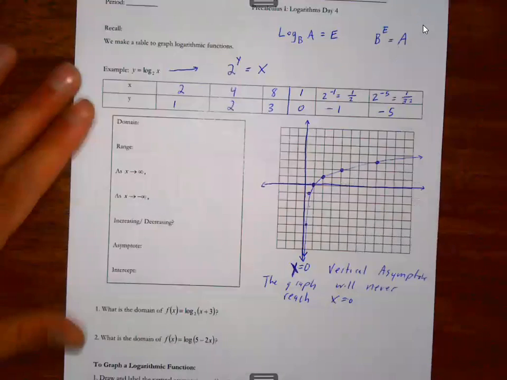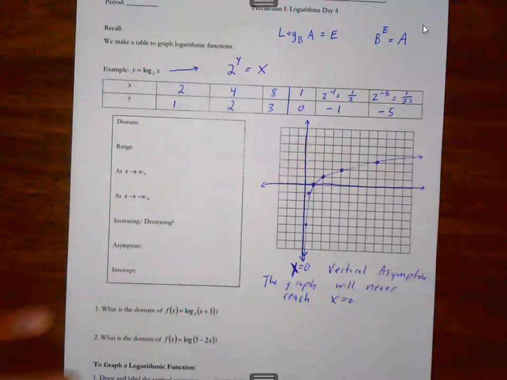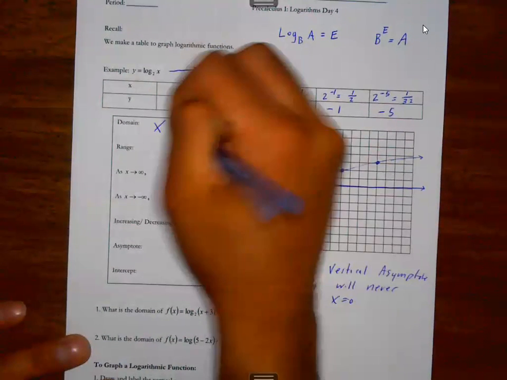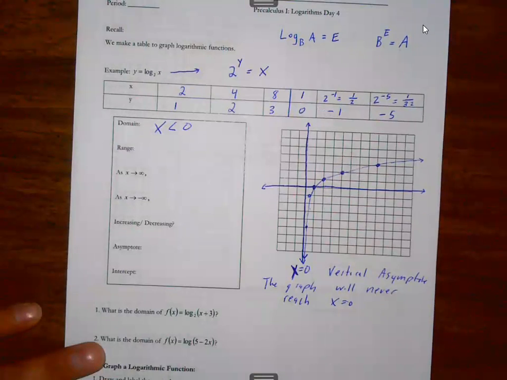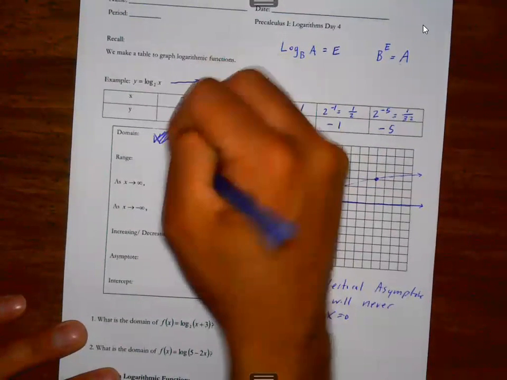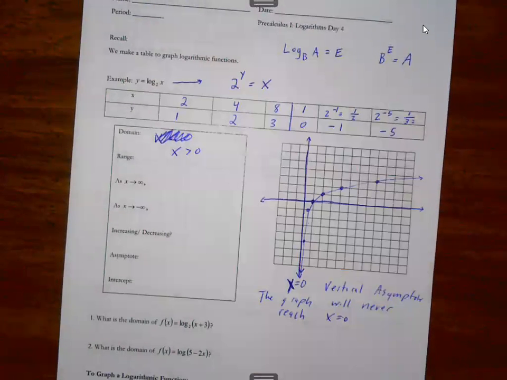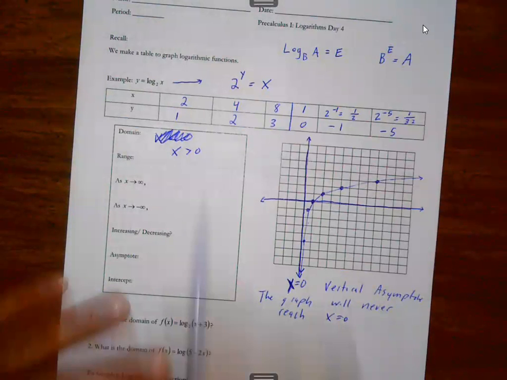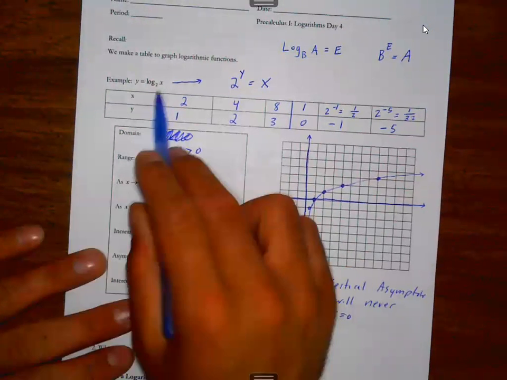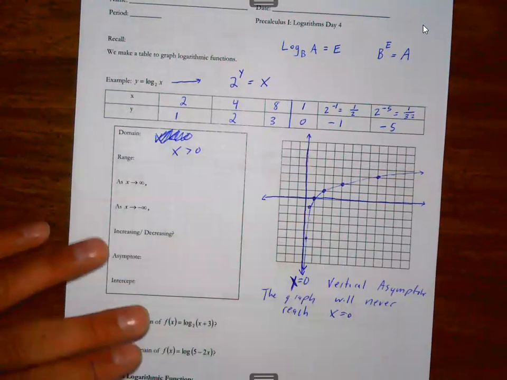So for logs, the domain is going to be restricted. We could take this and shift it left or right, and it might change the domain for other functions. But for this one, the domain is x has to be less than 0. No, what am I talking about? I lied. x has to be greater than 0. So x cannot be negative or 0. So you can only plug in positive numbers for that log. And that's true for all logs. You can only take the log of positive numbers.